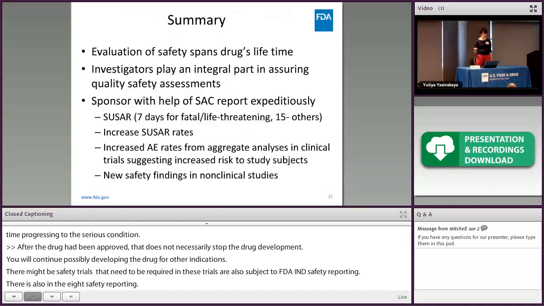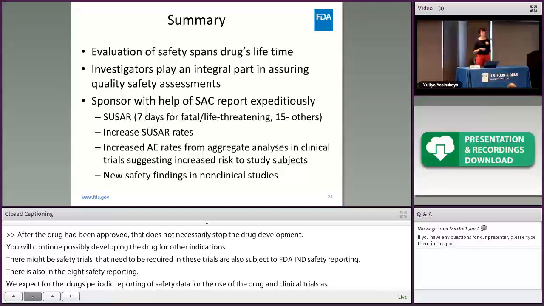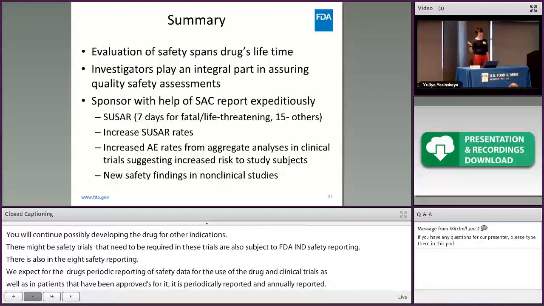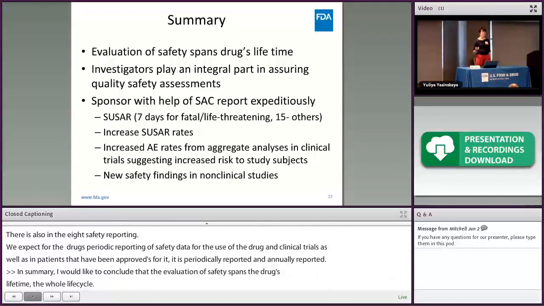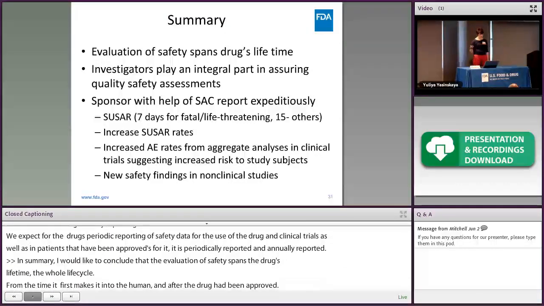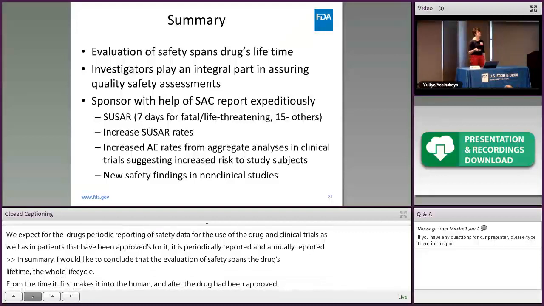So in summary, I would like to conclude that the evaluation of safety spans the drug's whole life cycle, from the time it first makes it into humans and after the drug has been approved. Clinical investigators play a very crucial role in providing all important safety information to the FDA and to the sponsor, for them and for us to make appropriate decisions on the risk this particular event might be posing to the patients enrolled on the study.